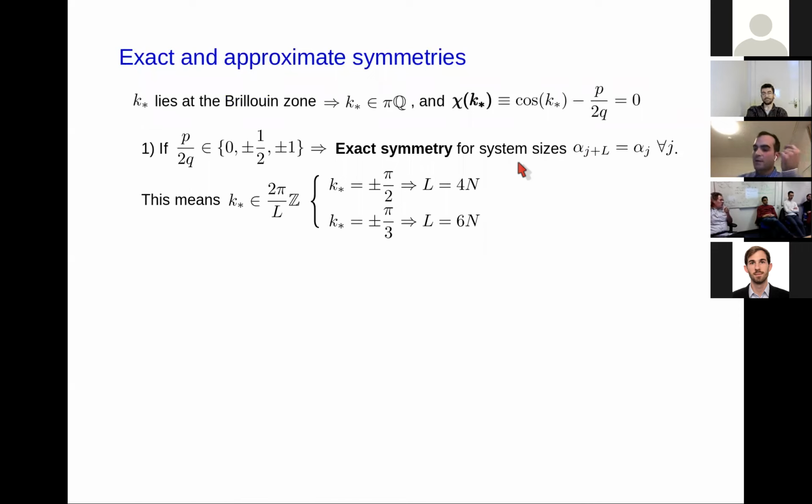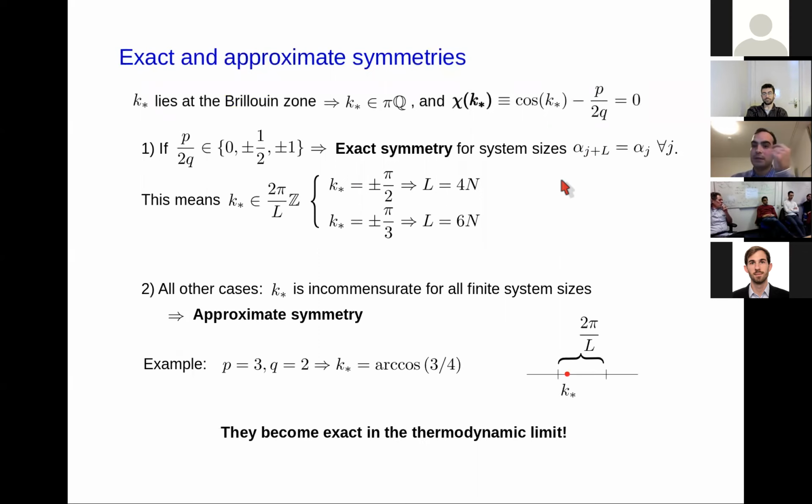However, for any other choice of P over Q or P over 2Q, which covers most of the cases, K star is completely incommensurate for all finite system sizes. So what this means is that if you draw your Brillouin zone with the minimal resolution of 2 pi over L, this dot always lies in between two dots in the Brillouin zone. But when you take the thermodynamic limit, so L goes to infinity, this becomes a better and better approximation, and eventually this will become an exact symmetry in the thermodynamic limit.